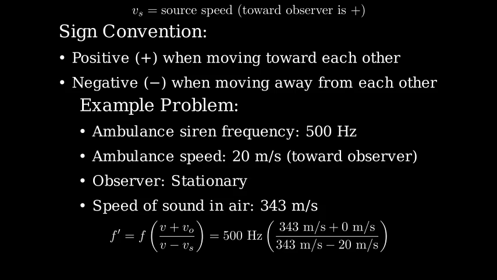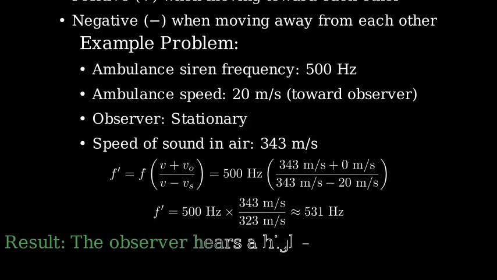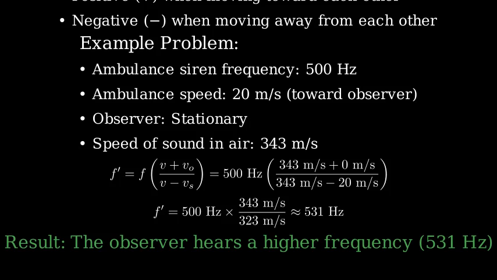F prime equals 500 Hz times the quantity 343 plus 0, divided by 343 minus 20. Simplifying, we get F prime equals 500 Hz times 343 divided by 323, which equals approximately 531 Hz. So the observer hears a higher frequency of about 531 Hz instead of the actual 500 Hz. This matches our earlier observation that an approaching source produces a higher frequency sound.